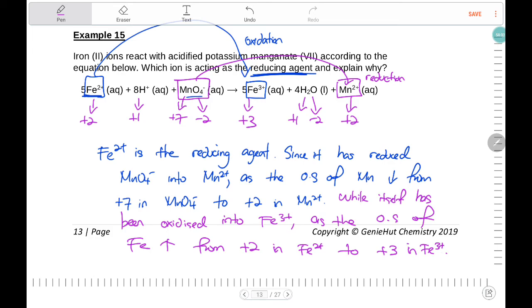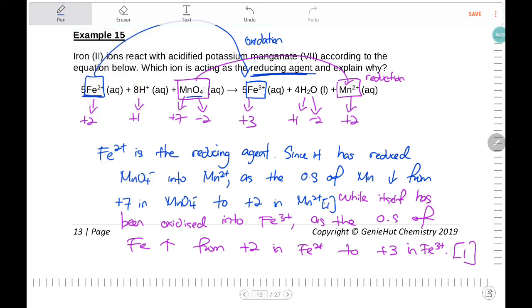Fe2 plus is a reducing agent since it has reduced MnO4 minus into Mn2 plus as the oxidation state of Mn decreased from +7 in MnO4 minus to +2 in Mn2 plus, while itself has been oxidized into Fe3 plus as the oxidation state of Fe increased from +2 in Fe2 plus to +3 in Fe3 plus. Again, remember, this would be 1 mark and the front part would be 1 mark.